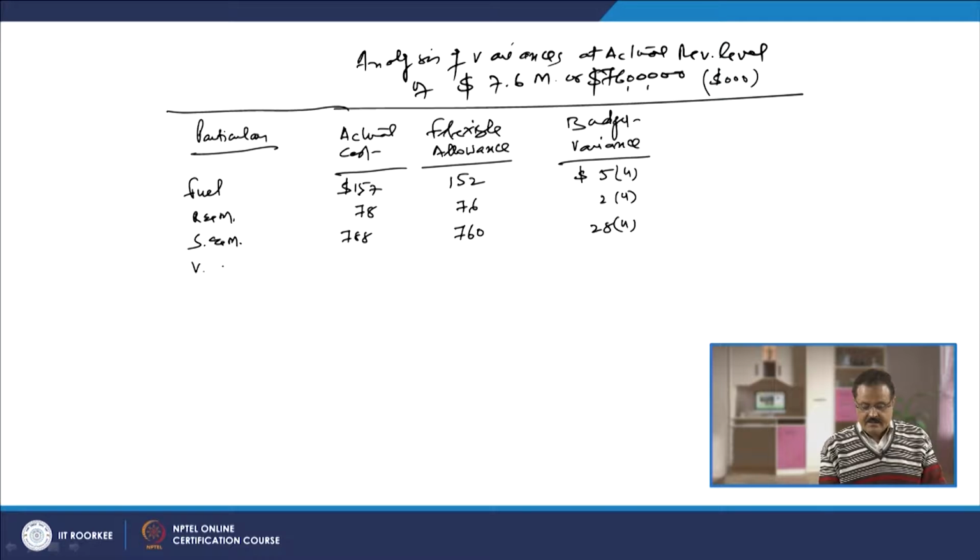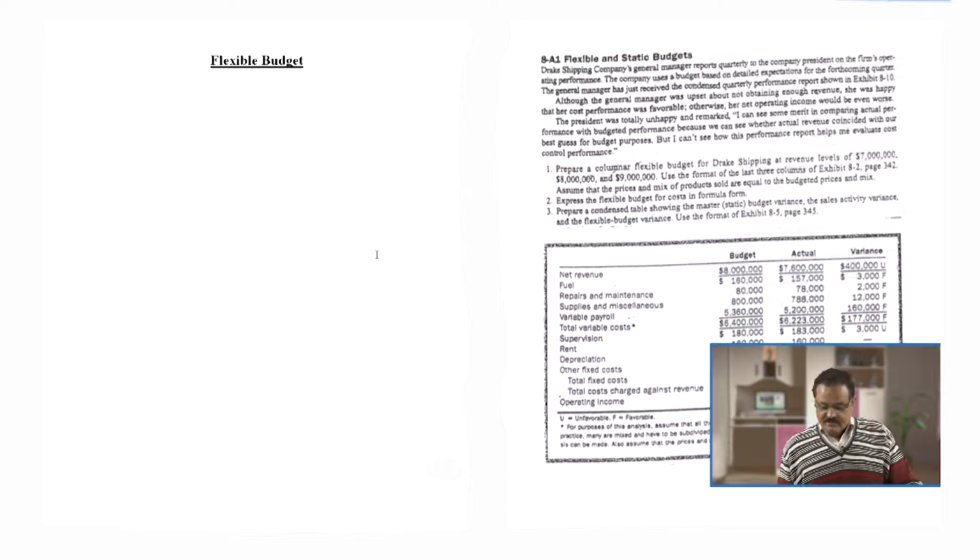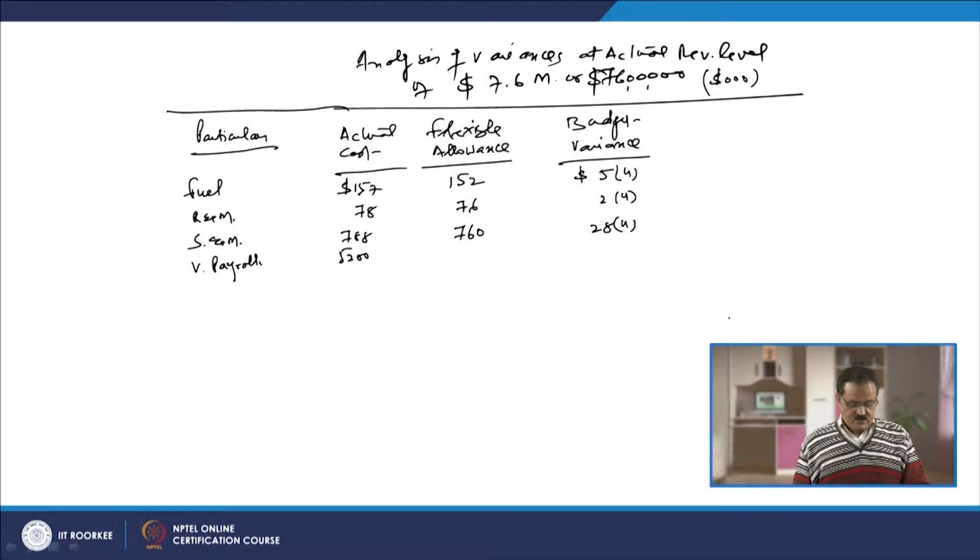Then you talk about the variable payrolls. Let us see what is the actual cost for the variable payrolls. The actual cost is 52 lakhs, and the allowance as per the revenue level was 5092, right. If you calculate this, this is a very serious variance, a very high amount, and this variance is 108 unfavorable. Actual is 52 lakhs and expected was 5092, say thousands. So, there is a variance of 108,000, which is a very big amount causing the larger part of the variances.